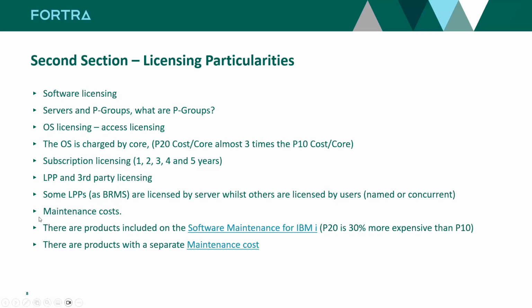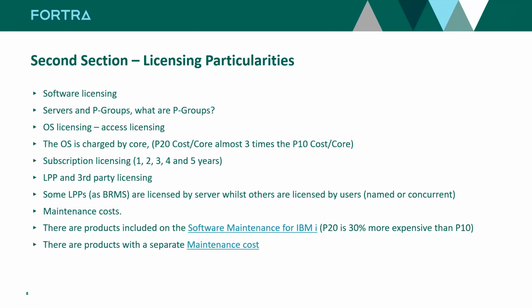For instance, regarding the cost of maintenance, here's a link that you will be able to access if you receive the PDF later. There are some products where the maintenance is included in the IBM OS maintenance, with the P20 server maintenance being 30% more expensive than the P10 maintenance. And there are some products that have a separate maintenance cost. But again, these are also based on the P group.